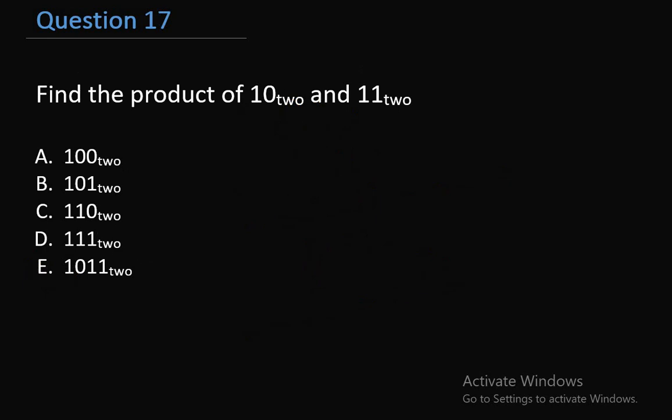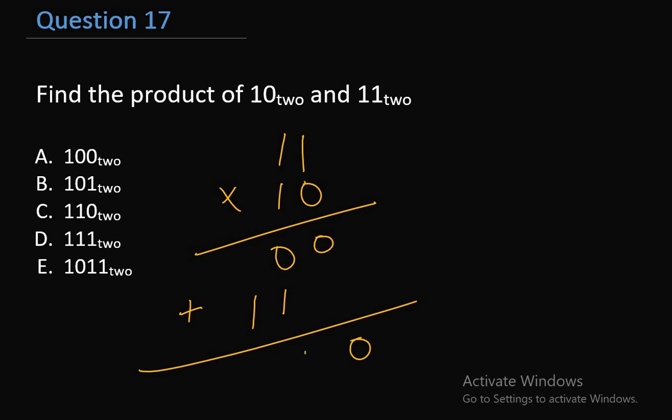Question 17. Find the product of both of them. 11 base 2 times 10 base 2. 0, 0, 1 times 1 is 1, 1 times 1 is 1. So, sum this, you have 110 base 2. So the right answer is C, which is this.